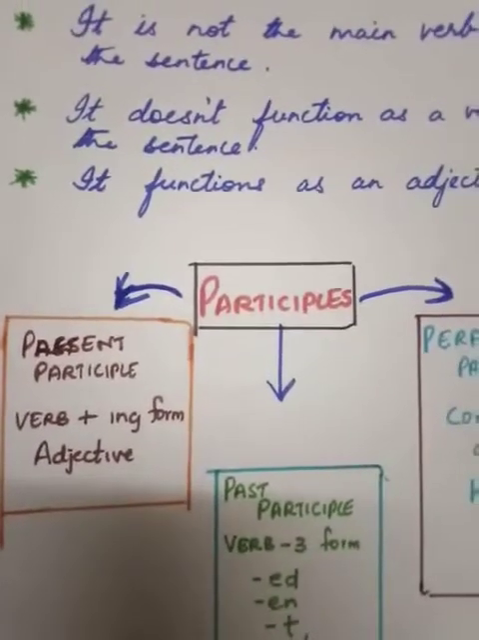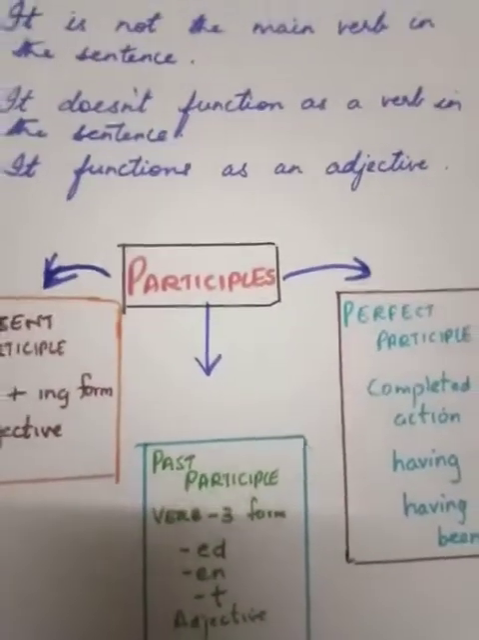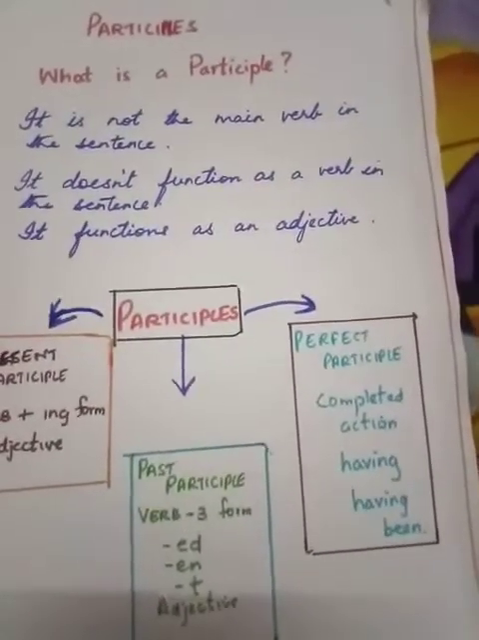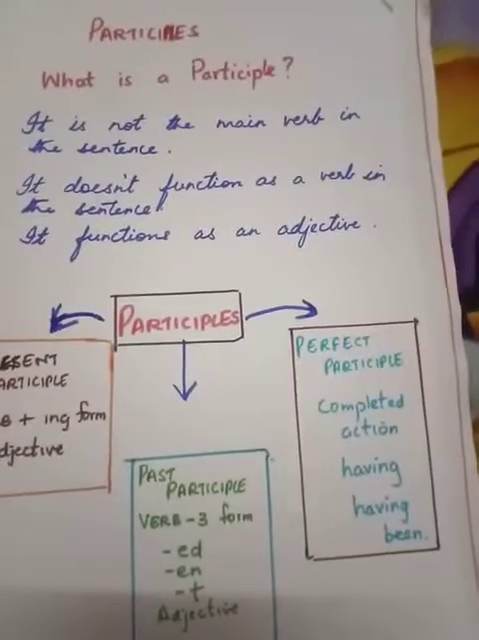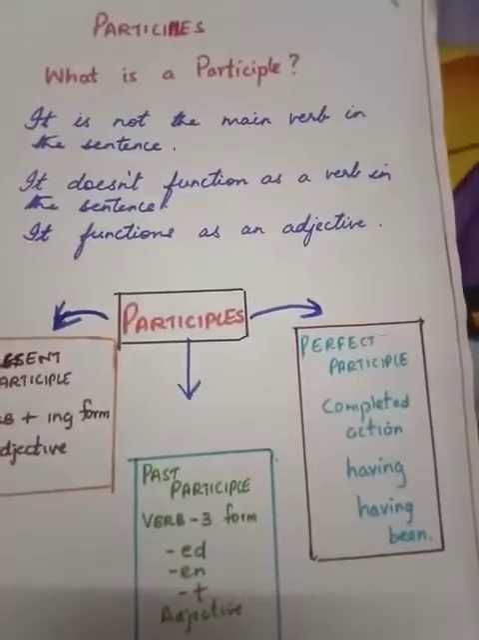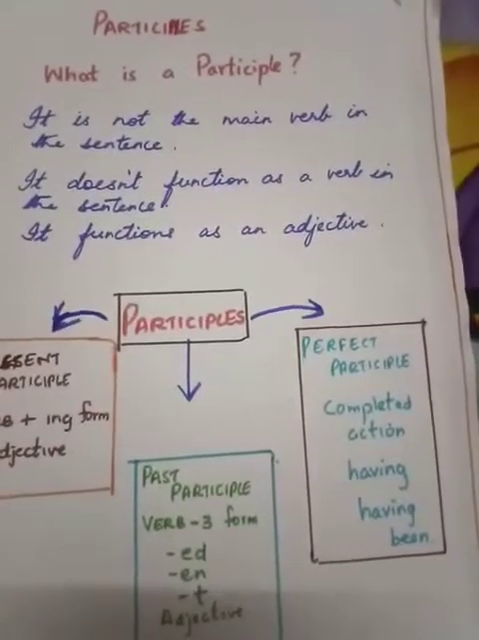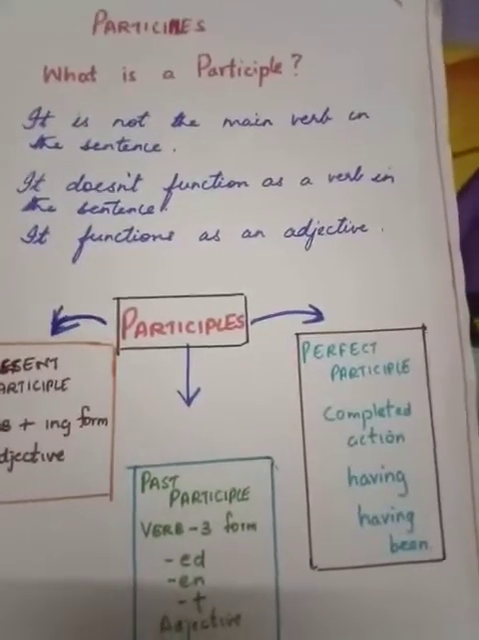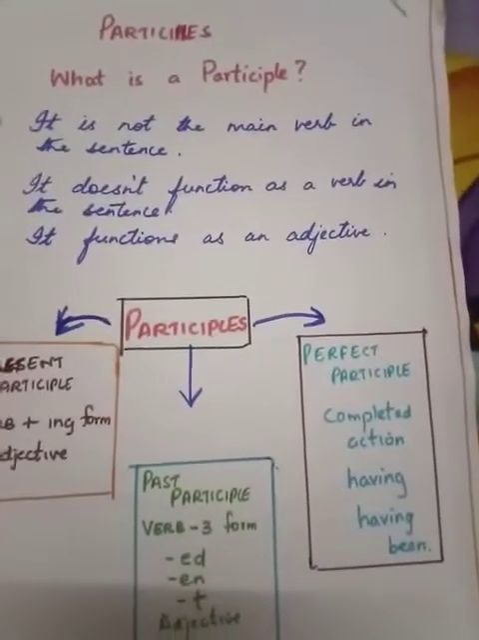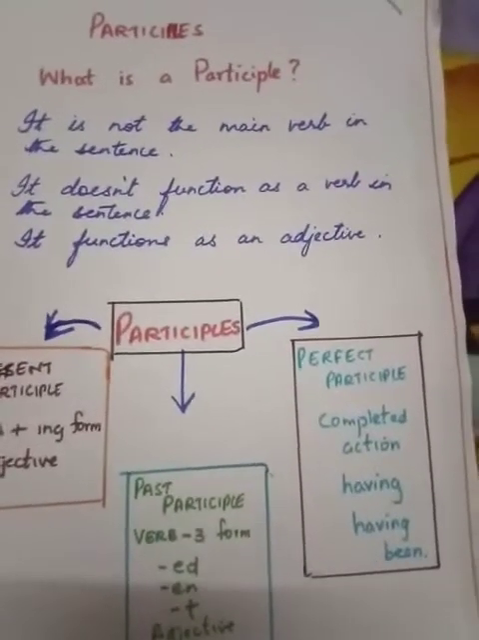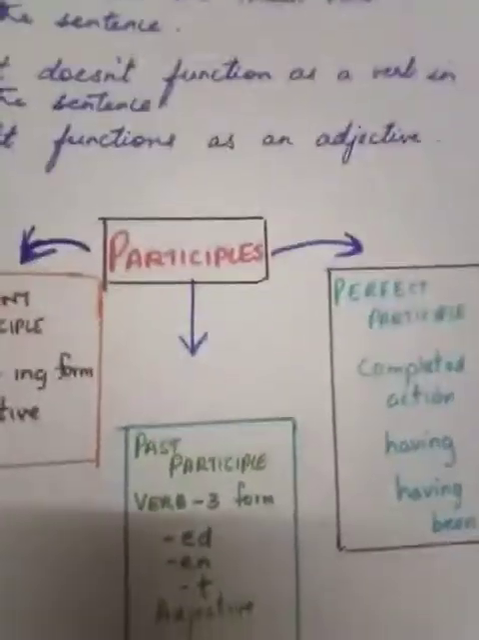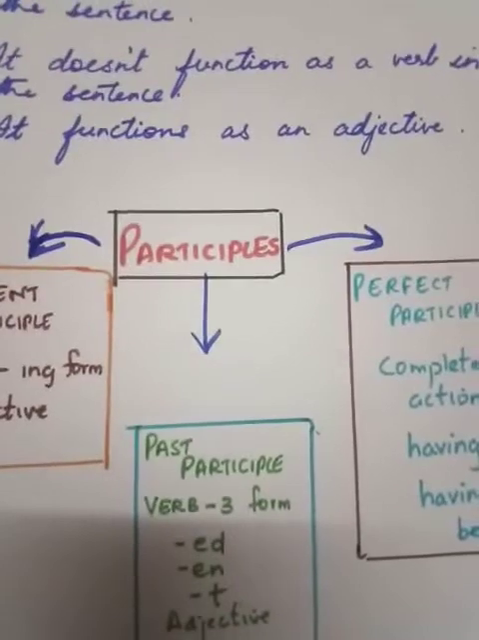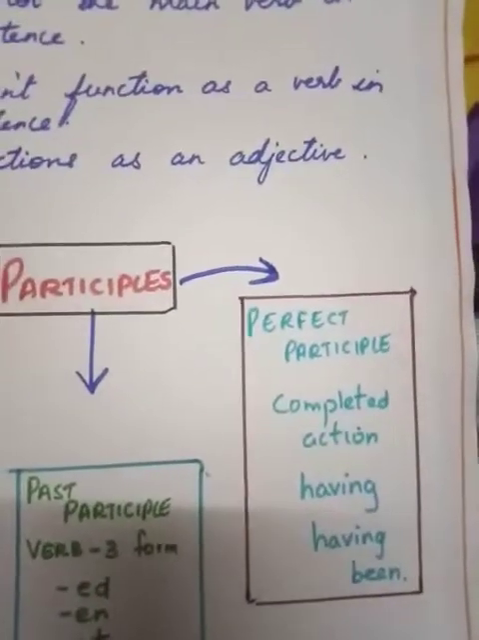For example, give, giving. Past participle is the verb 3 form plus the ed or en or the t. As in, if you have give, you have given. Or if it is play, the verb, you have played. Watched. Or if it is dream, dreamt. Learn, learnt. So this is the past participle: learnt, dreamt, given, taken, watched, played. That is the past participle, that is a verb 3 form plus the ed or the en you add. And the perfect participle is the completed action.